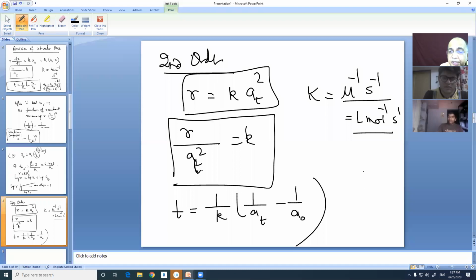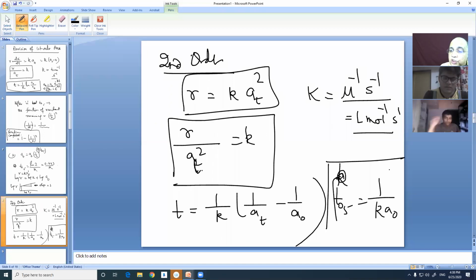And here the half-life period, unlike the case of first order, is 1 by k A0. So what is the slogan? Tell me, raise your hands, how many initial half-life periods will be required for 87.5% completion for a second order reaction, and compare with the first order reaction. And what is the slogan for the half-life period in a second order process? Yes, Sajan?